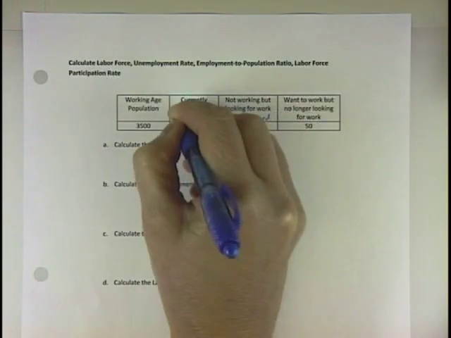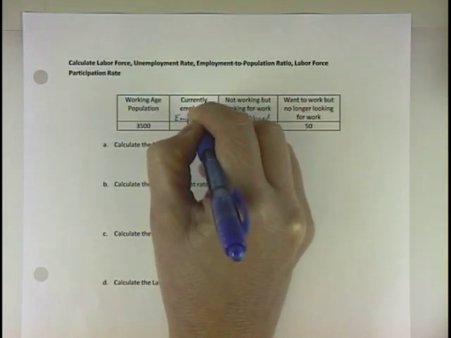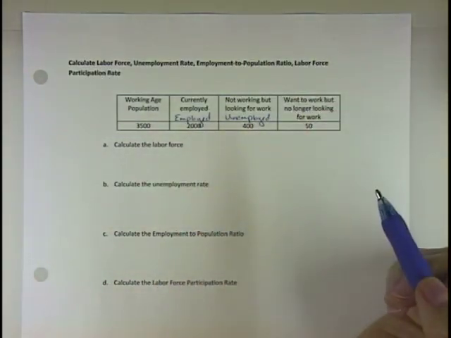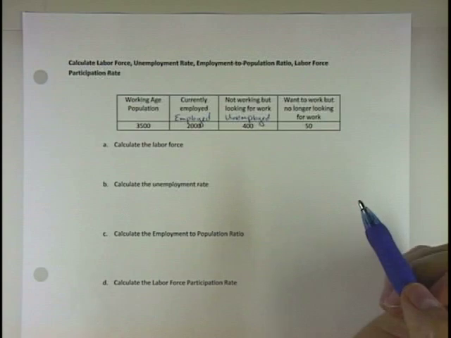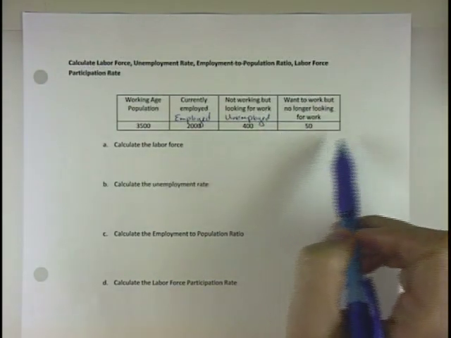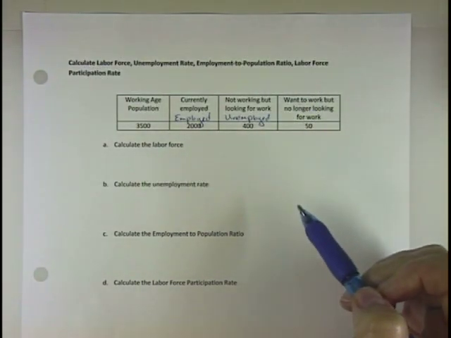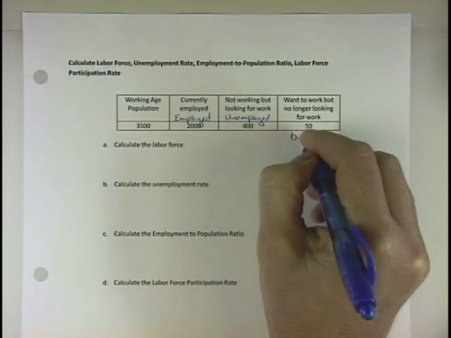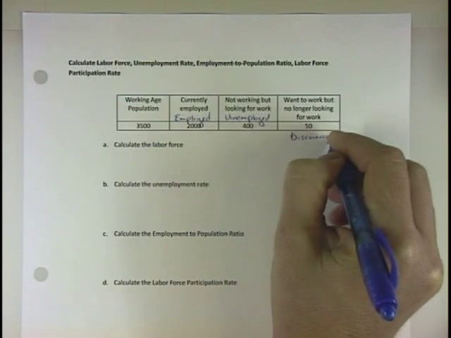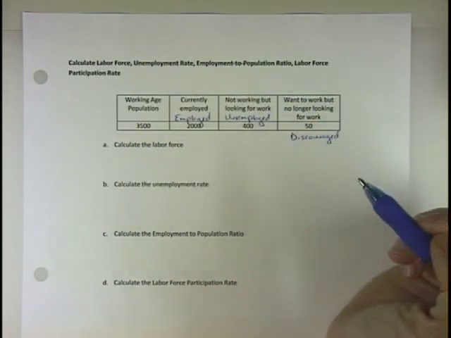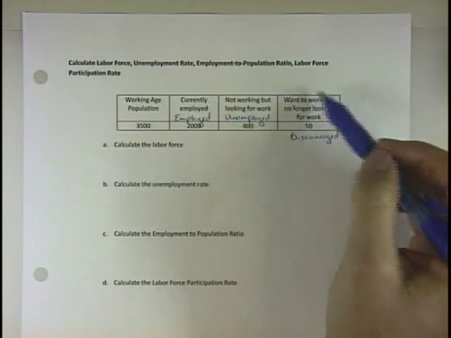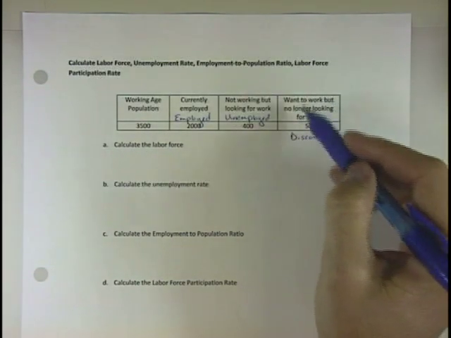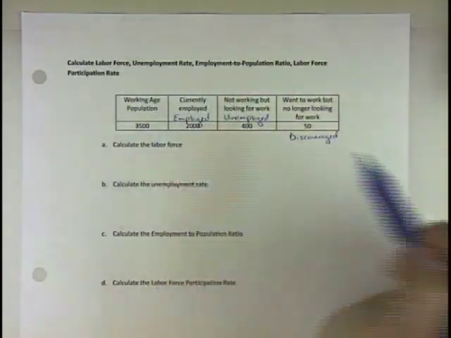Okay, so this is our employed, the ones that are working either full or part-time. Unemployed, those that are not working but want to work and are looking for a job. Now this last category is they want to work but they're no longer looking for work. So these are called our discouraged workers, and they are not counted as unemployed. Okay, if we're not looking for work, it's pretty unlikely we're going to find work, so we don't calculate these in any of these statistics.